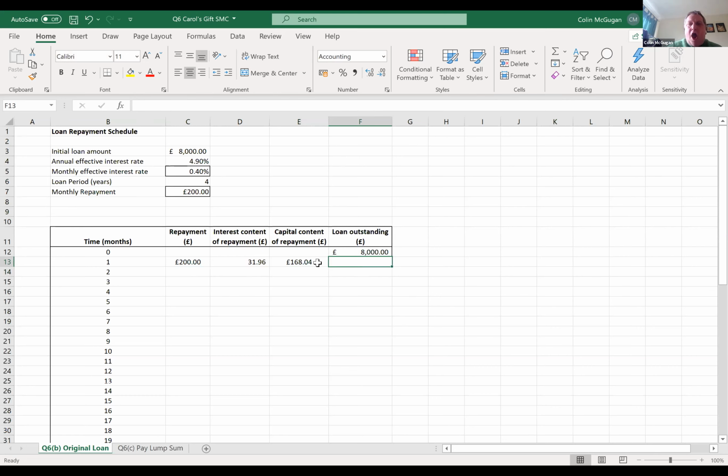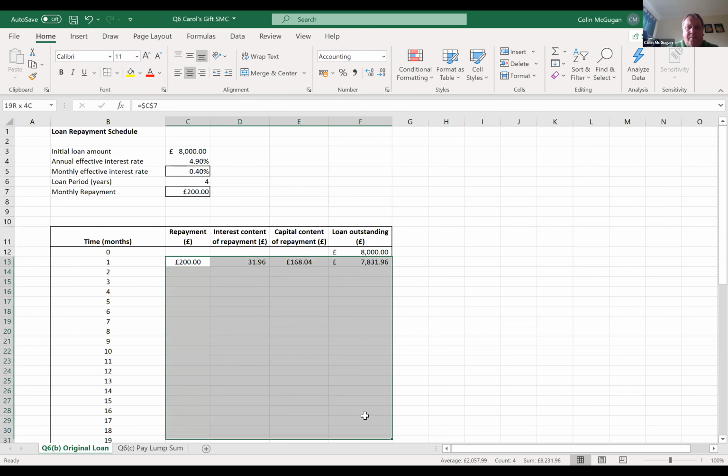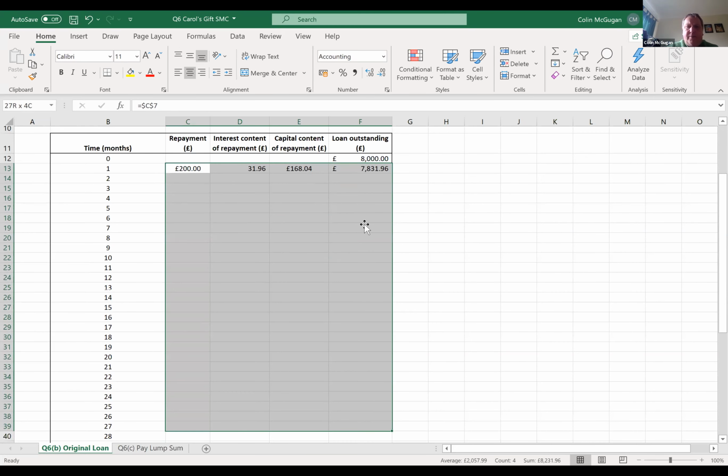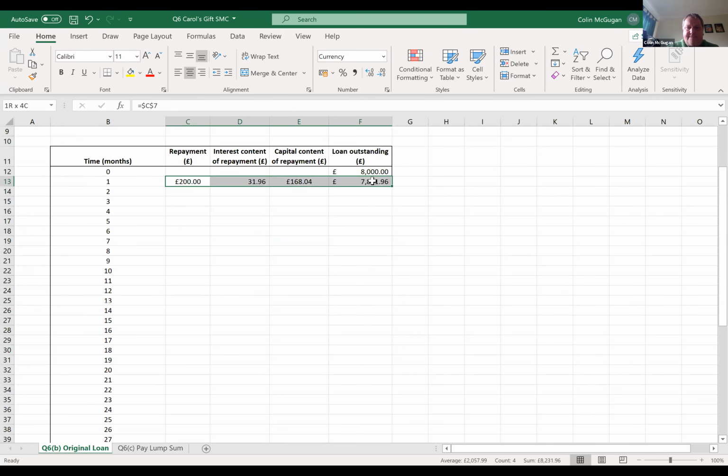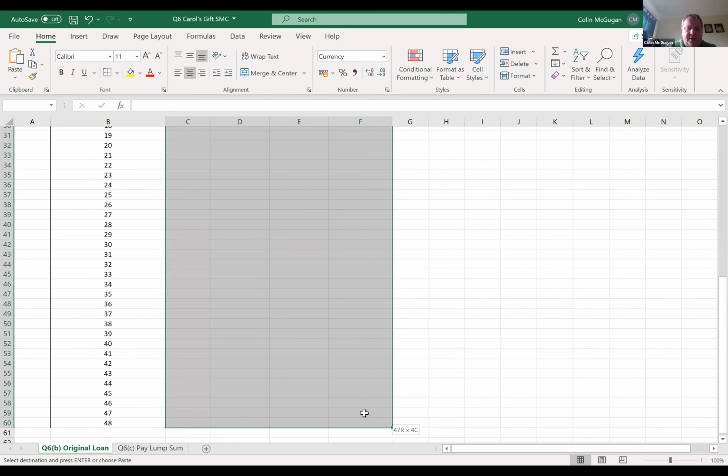And finally, how much of the loan's outstanding? Well, that simply is, I've remembered the equal sign this time, F12 take away E13. And that tells me how much of the loan's outstanding. Now remember, that's based on a repayment of £200, which is not necessarily the correct answer. So now I'm going to copy this all the way down to the bottom. So I'll copy this for my remaining months.